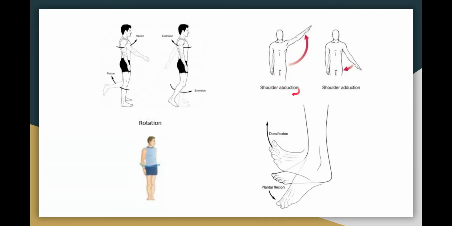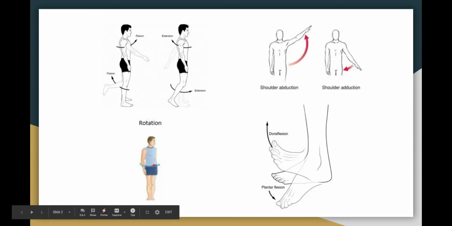Abduction means to take away, and that's exactly what it is in this form. Abduction is when you take away from the midline of the body. So adduction and abduction can happen at the shoulder and also the hip. In this image here, we can see that this person has taken their arm away from the midline of the body. So therefore is abduction. As you then bring your arm back towards you, adduction has occurred.